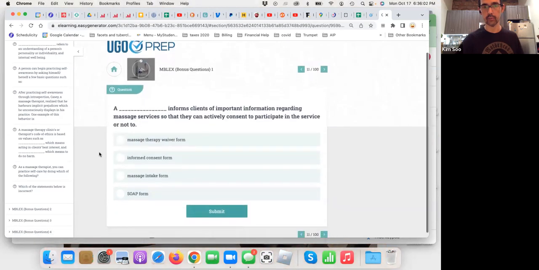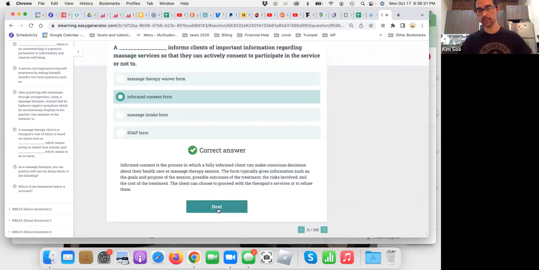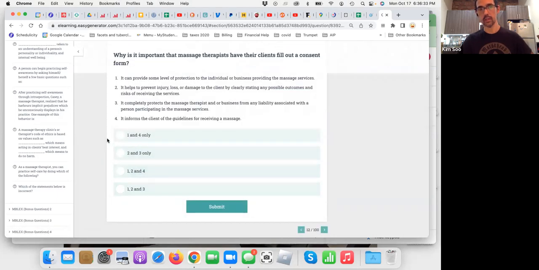A blank informs clients of important information regarding massage services so that they can actively consent to participate in the service or not. A waiver form, informed consent, massage intake, or SOAP form. I believe it'd be the informed consent. It's the informed consent form, so let's keep going.